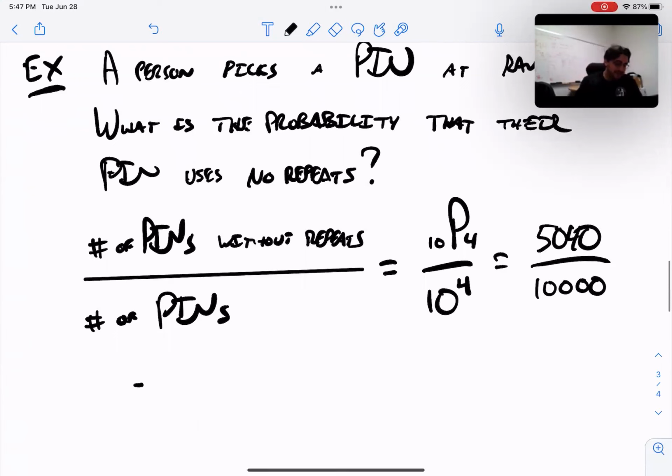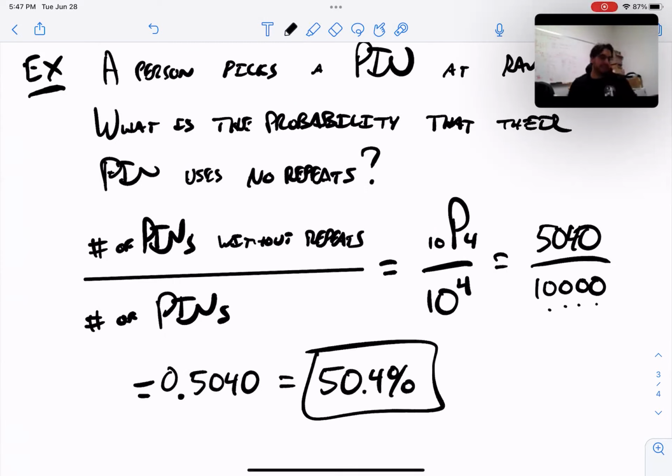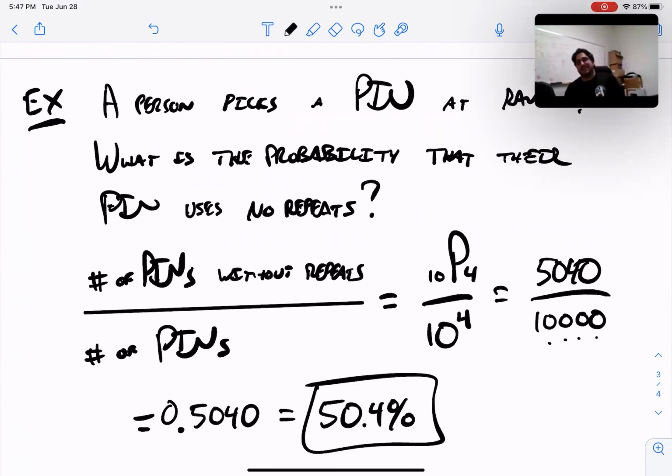So it's kind of interesting. What do you get when you do this division? I'm going to move my decimal place 1, 2, 3, 4 places, so I get 0.5040, which is 50.4%. So kind of interesting. There's almost exactly a 50% chance. If you just pick a 4-digit PIN at random, it's almost exactly as likely to have 4 distinct digits as to have a repeat digit, which is maybe a little counterintuitive.